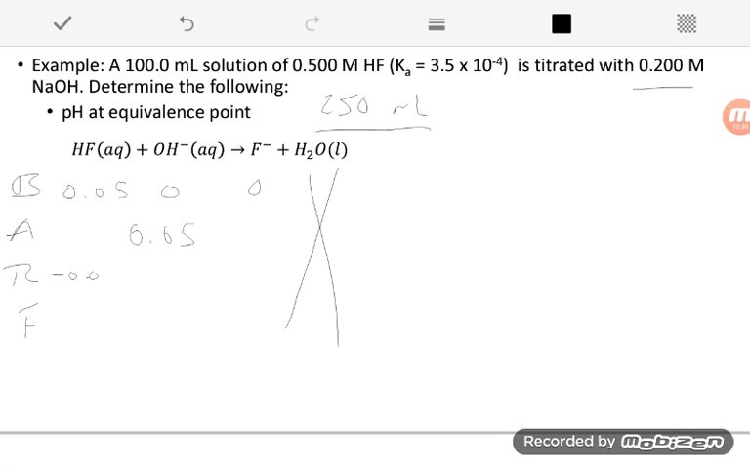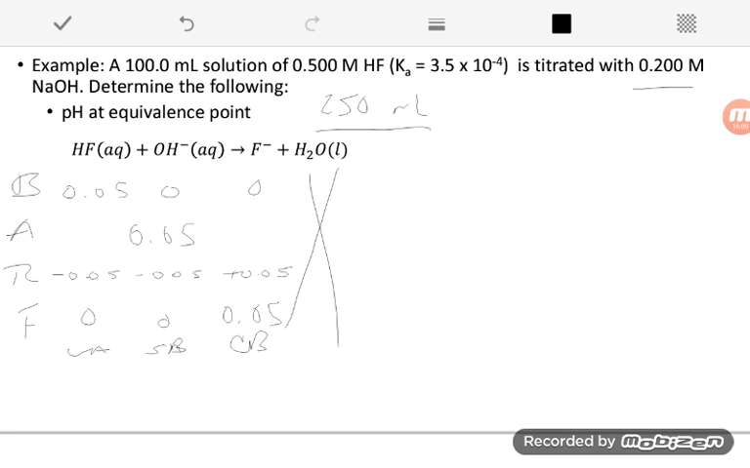So now I subtract these guys, right? They're the same number, so I subtract both of those and add it over here. So I end up with none of those, and I've produced 0.05 here. So I've used up all my weak acid, I used up all my strong base, so all I have left is this conjugate base. So we say, okay, I've converted all of my weak acid to conjugate base. I have 0.05 moles of that.